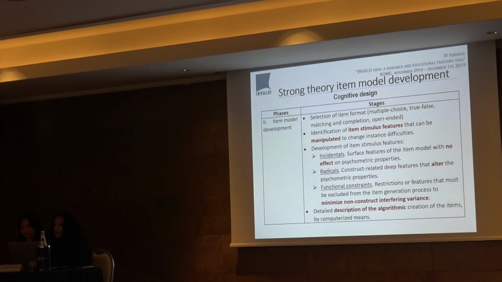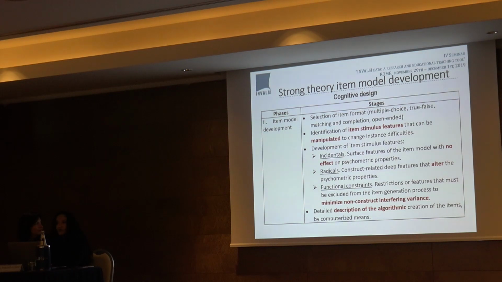So then, in the second phase, we have to decide what type of item we want. Do we want a multiple choice? Do we want matching and completion? Do we want an open-ended? First, we do that. And then we identify the item stimulus features that we are going to change and manipulate. And these are 3 types. They are called the incidentals, the radicals, and the functional constraints.